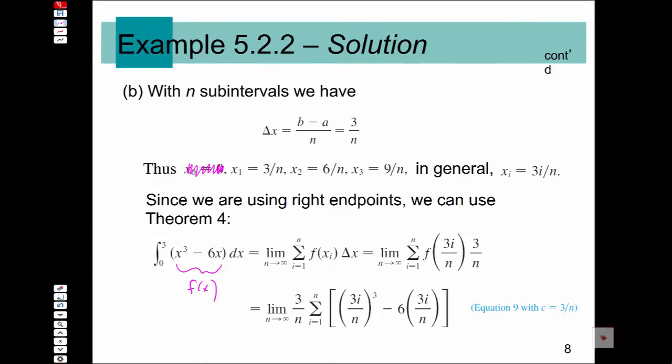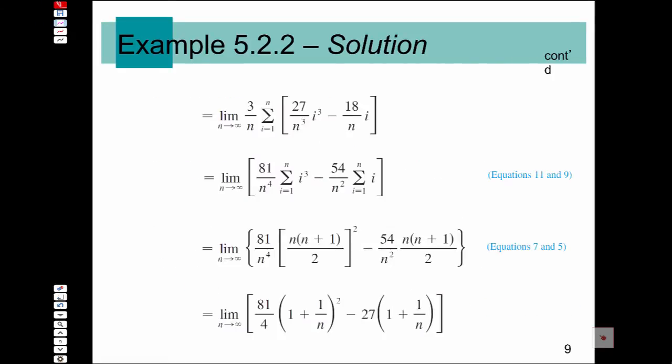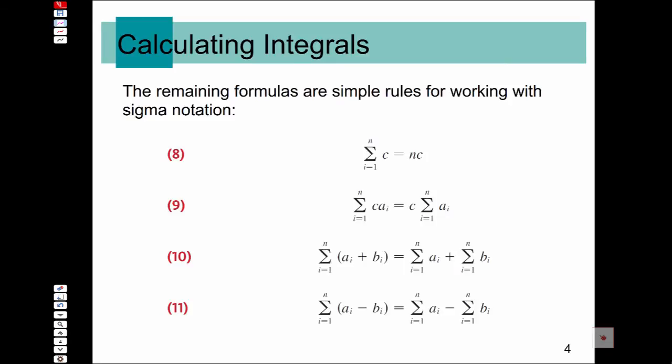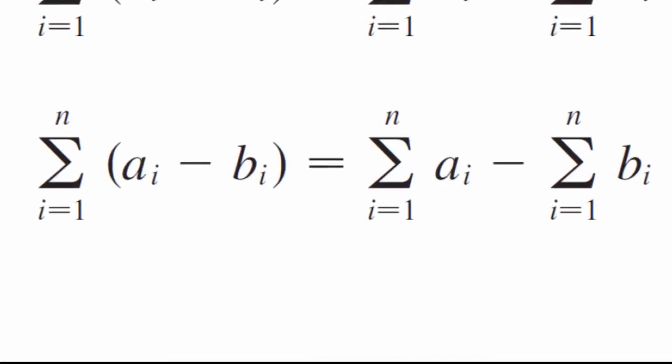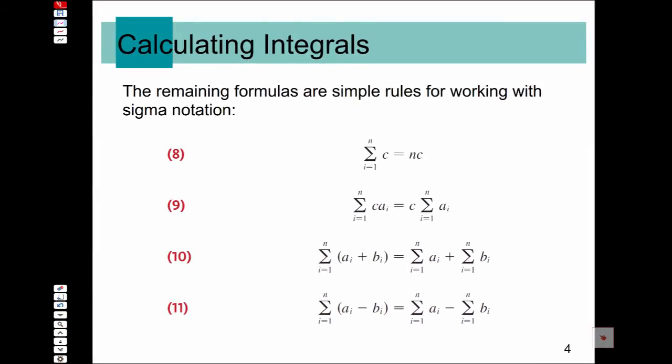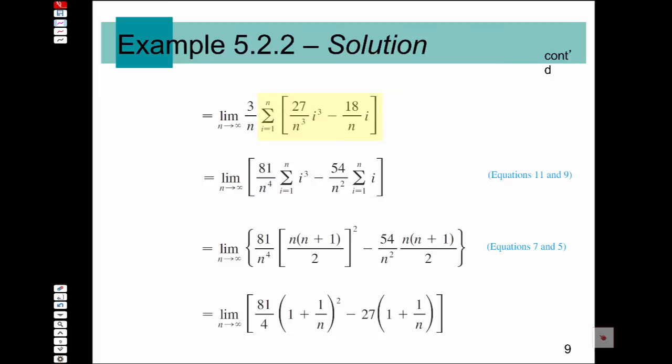Now we can proceed to simplify this even further. First thing we're going to do is expand out that cube. So we're going to have 3 cubed times i cubed over n cubed. And then we're going to have minus 6 times 3i over n. Well, that works out to 27 times i cubed over n cubed minus 18 times i over n. And then we're going to further use equations 11 and 9 to make this even simpler. So going back, equation 11 tells us that if we have the sum of a difference, then that can be simplified as the difference of sums. And equation 9 we've used before. So we take this sum of differences in this line here, and we split it into the difference of sums.